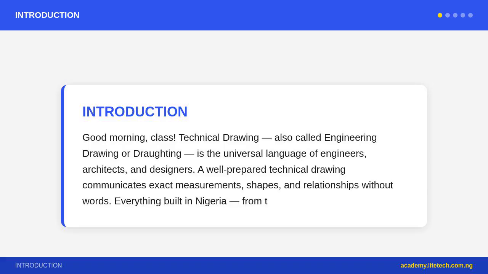T-square. Has a long blade and a short stock head at right angles. The stock rests against the left edge of the drawing board. Used to draw horizontal lines. Never use the T-square as a ruler for measuring, only for horizontal alignment.